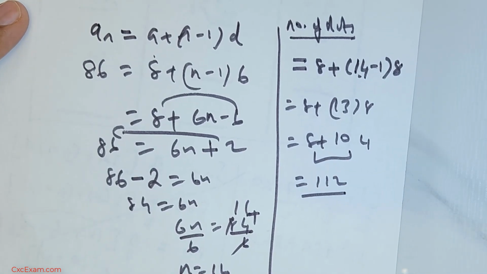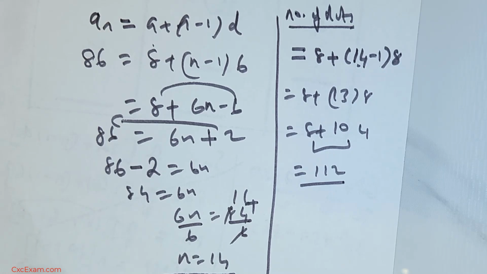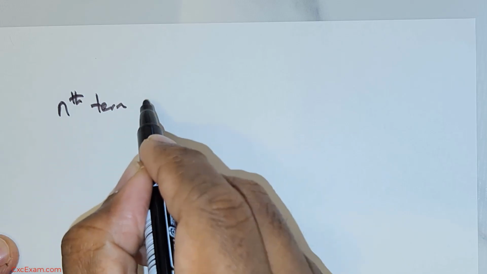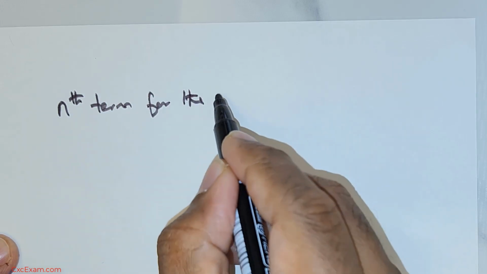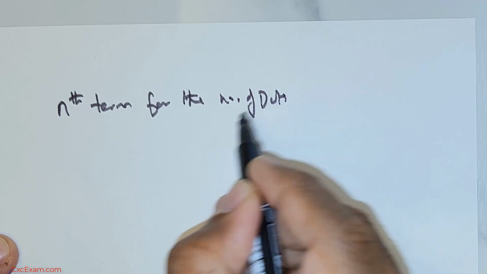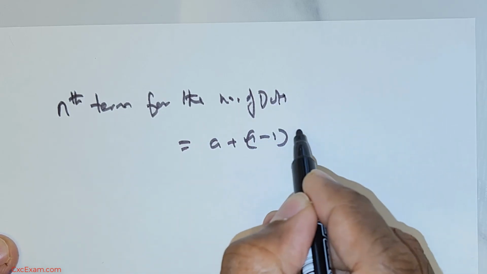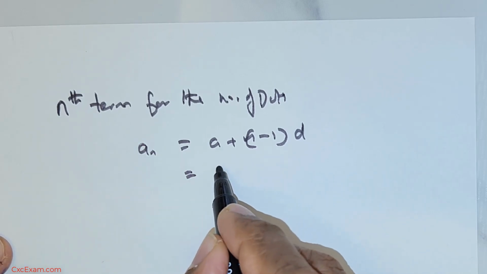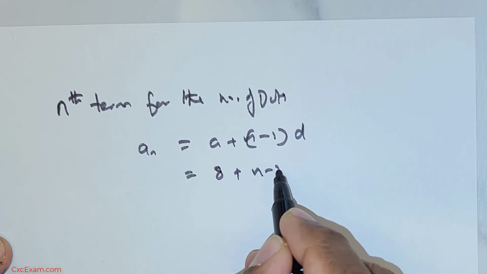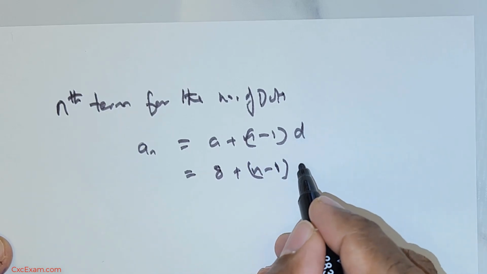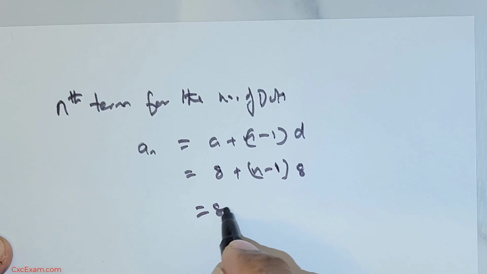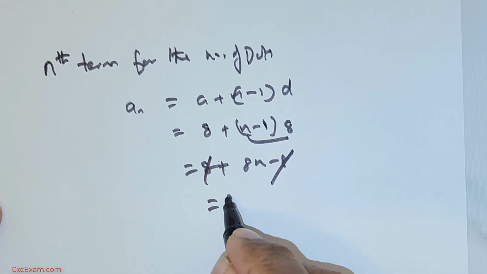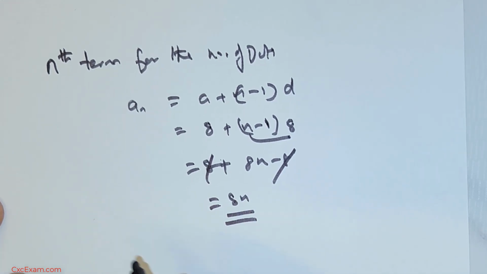Now we have got all of this, but there is one particular question that has to be completed. Now we need to get the nth term for the number of dots. Now we will use the formula a positive n minus 1 into d. So we need to get the nth term. The first term is 8, n is not known, we need to get that term. So d, the difference is 8. So this is 8 positive, 8 into n is 8n and negative 8. Negative 8, positive 8 goes away. So 8n is the solution.